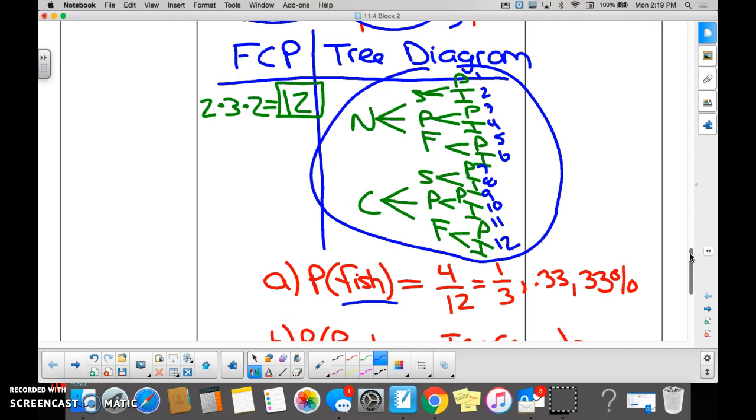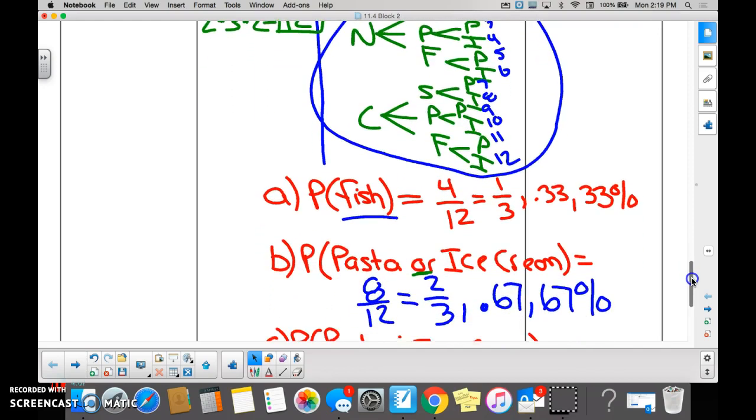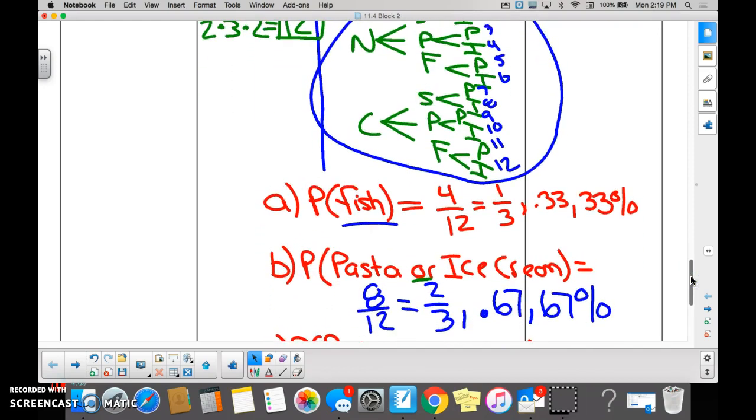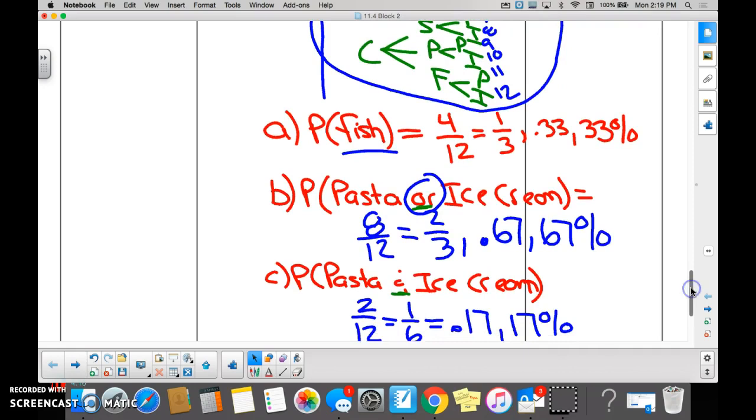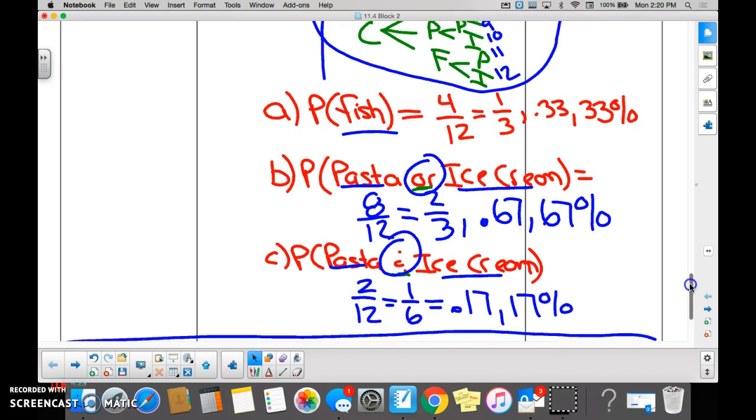If someone came to a restaurant and wanted to order fish or ice cream, could we figure that out? Yes. Is this the key word here? Yes. Because look at letter C. If someone came to a restaurant and wanted to order pasta and ice cream, would that change things? Yes. Because does or and and make a big difference? Yes. Totally big difference. Questions?